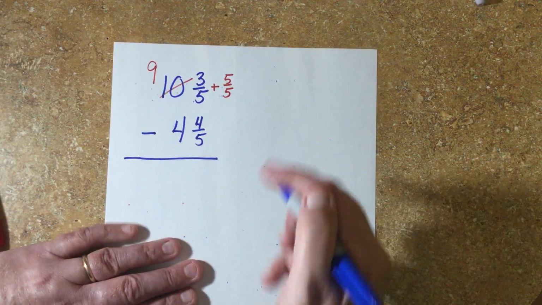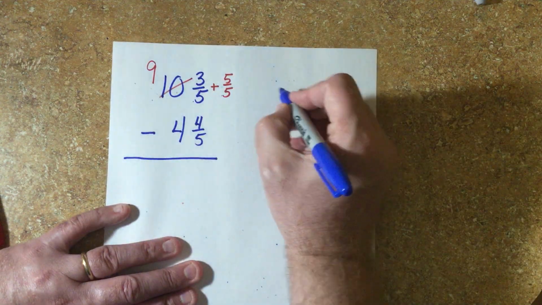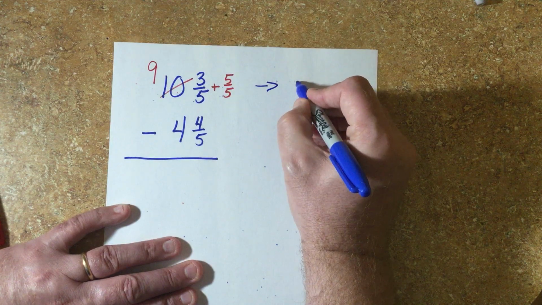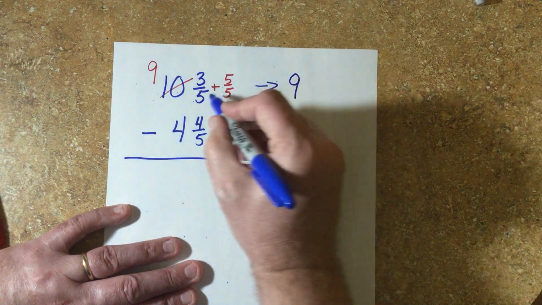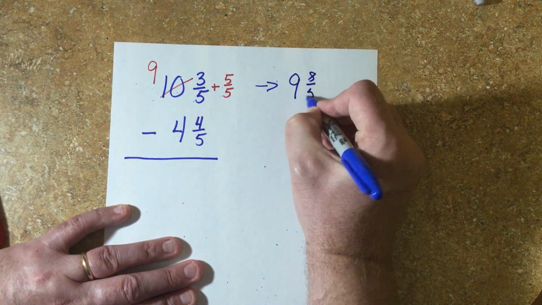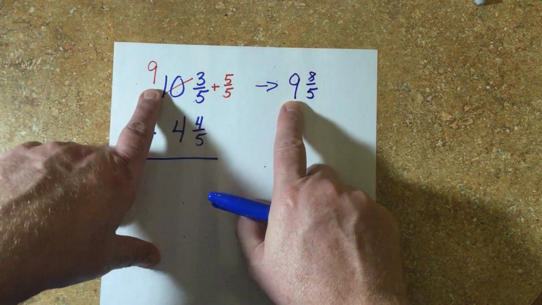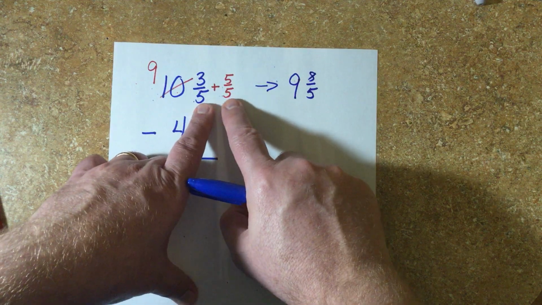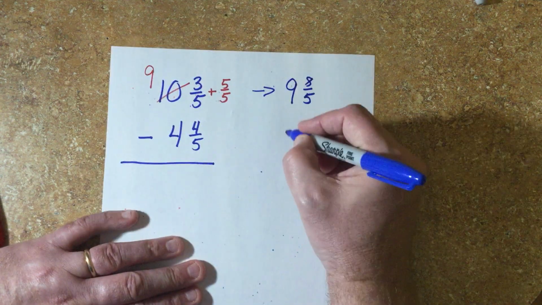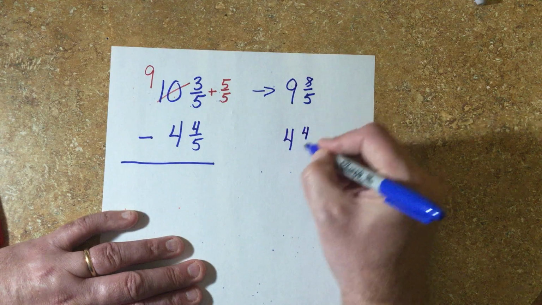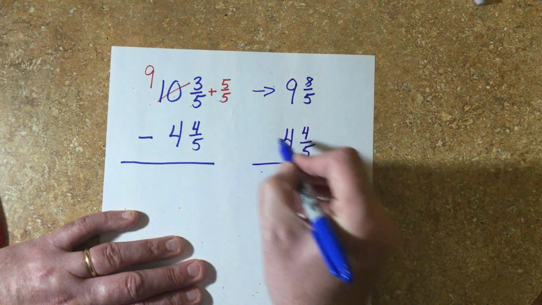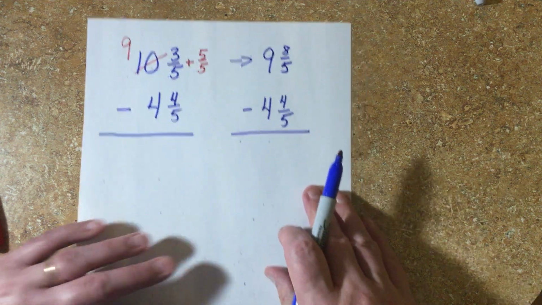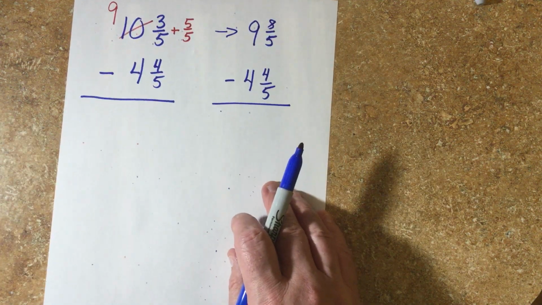And I'm going to go ahead and clean all of this up now and I'll rewrite the problem. So 10 3/5 is now 9 8/5. The 9 comes from the 9 here, and the 8/5 is from the 3/5 and the 5/5. And we are taking away 4 4/5. Make sure, and it's always important, to bring that sign over so you know what operation you're performing.